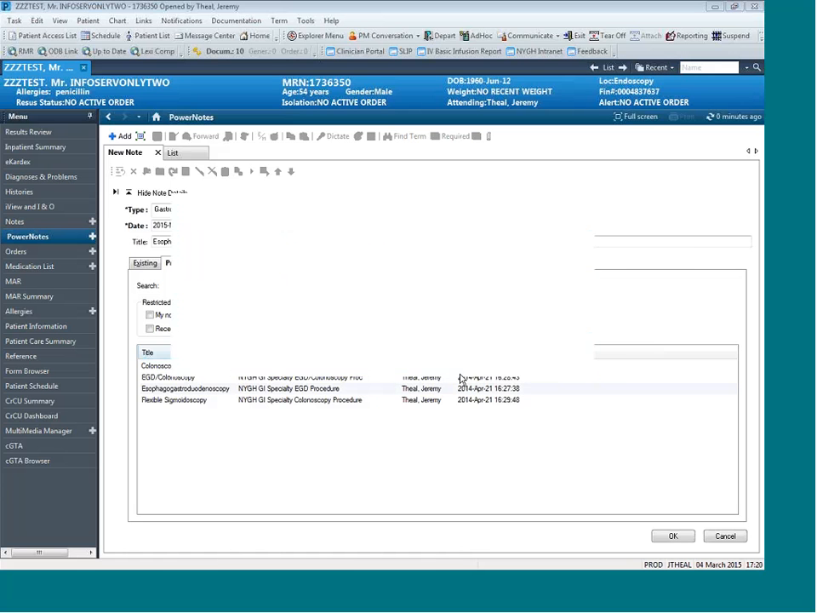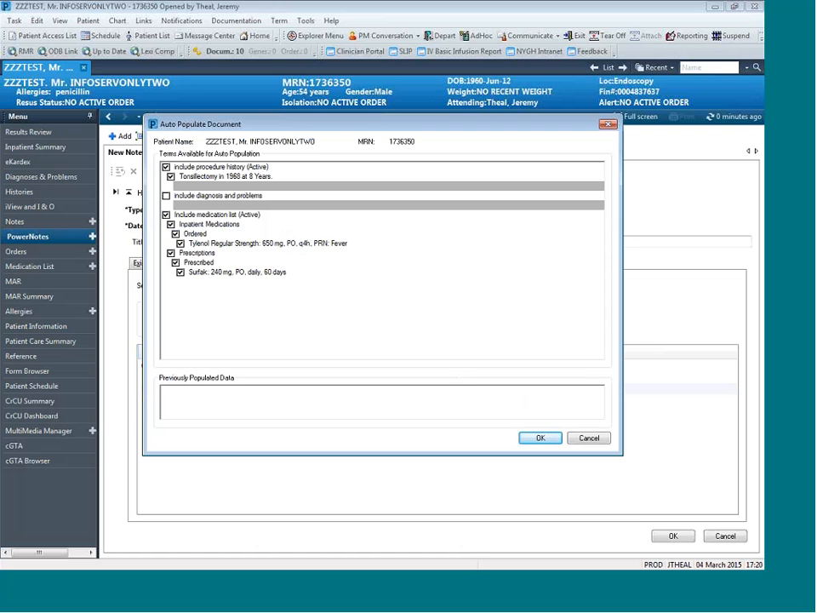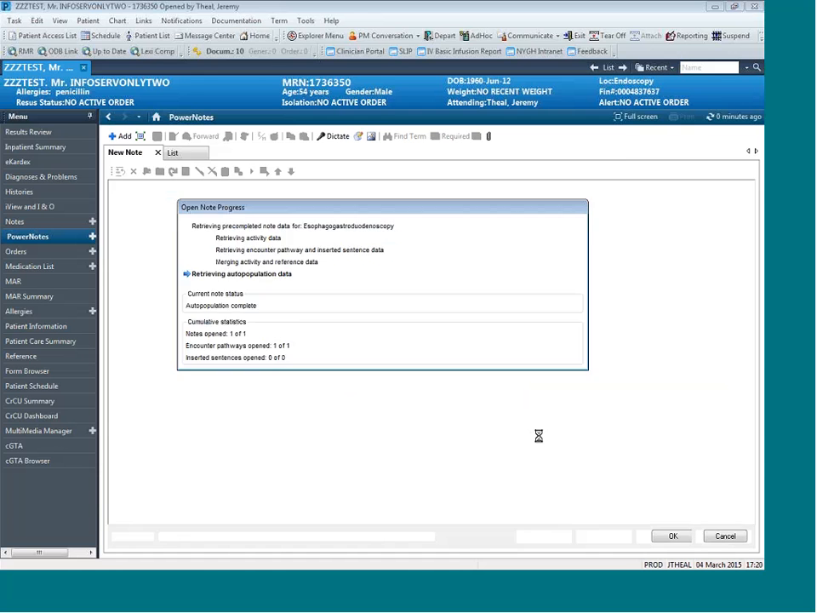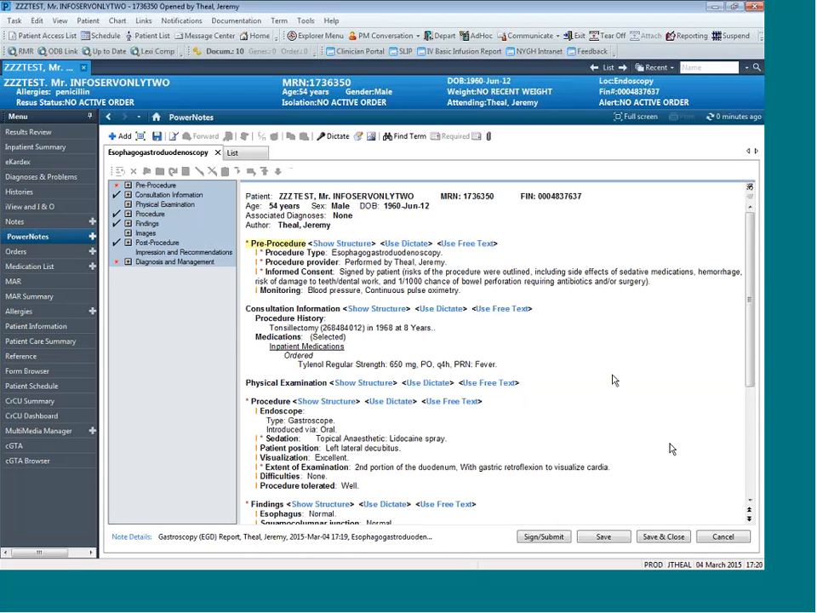So I'm going to open up now my pre-completed note for an esophagogastroduodenoscopy, and this patient already has some information populated in terms of previous procedures that they've had and some medications that they're taking. I'm going to go ahead and include some of that information in my note because it saves me time having to do it later myself.